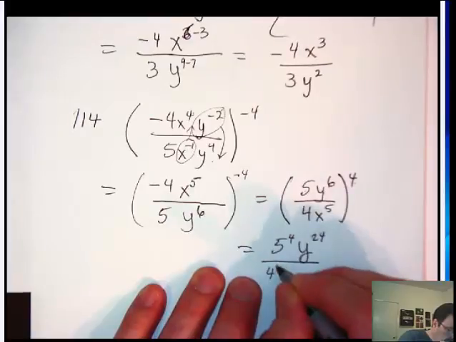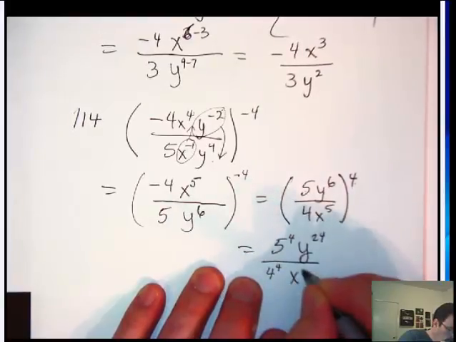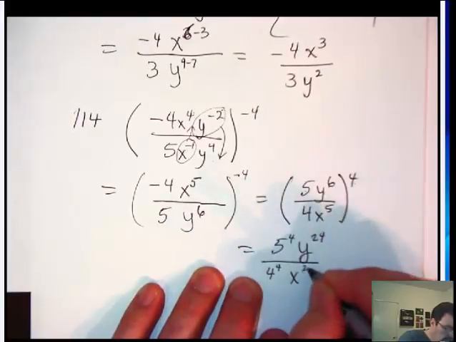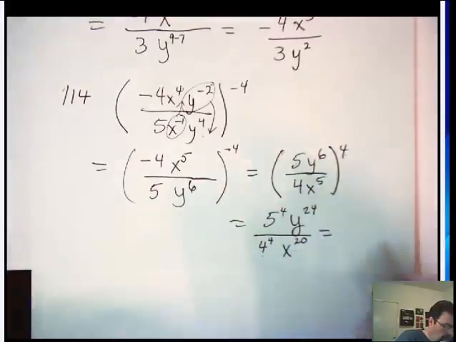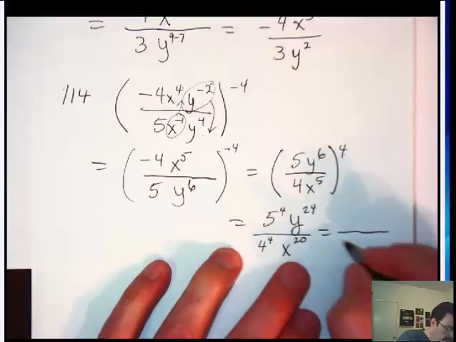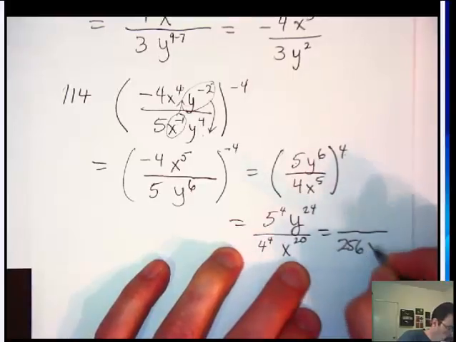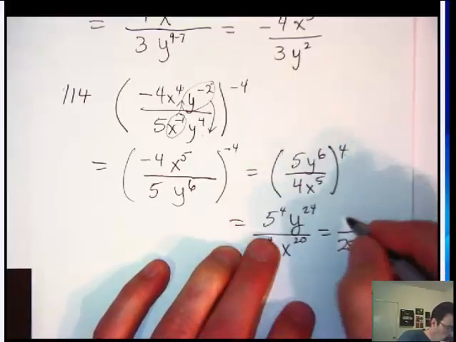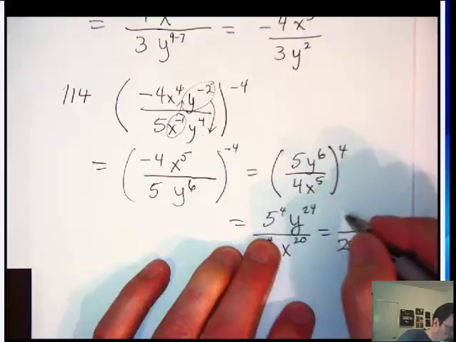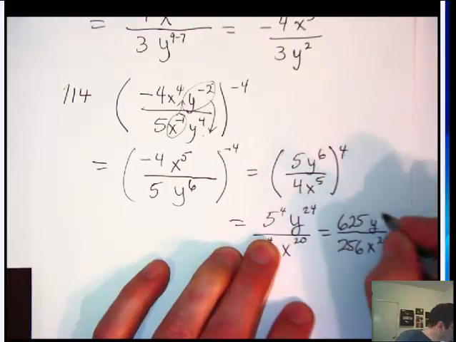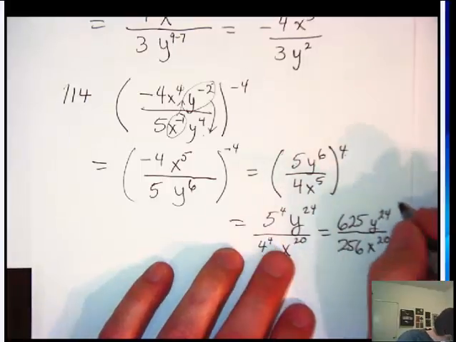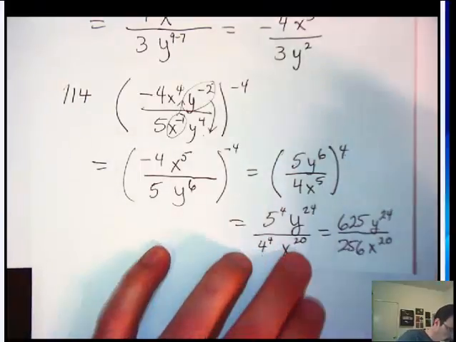24. You multiply. 4 to the 4th, and power to power, multiply. So again, if it's a number to a power, you got to go 4 times 4 times 4 times 4, which is 256. 5 times 5 is 25, 125, 625. And that's your final answer.